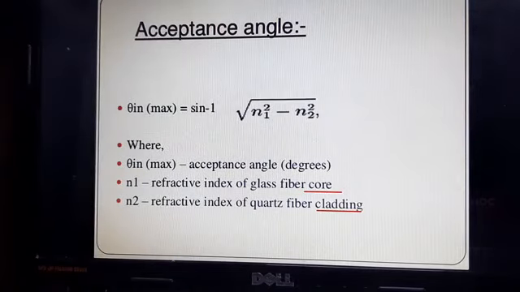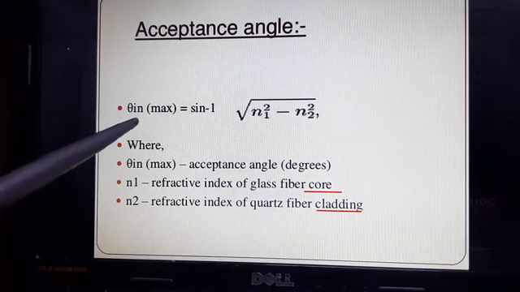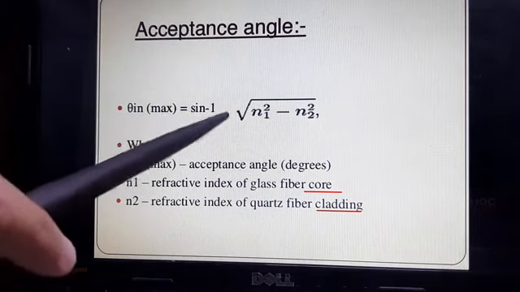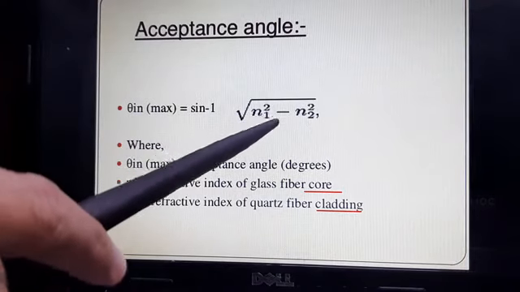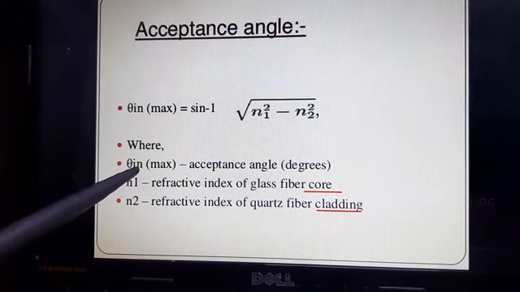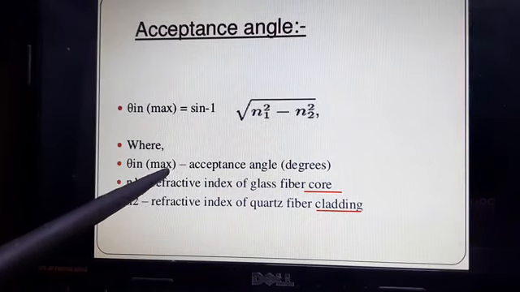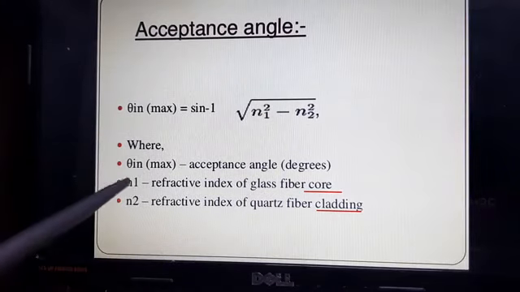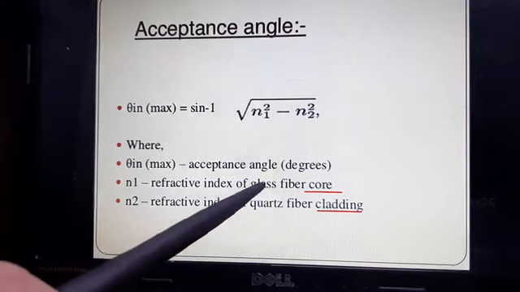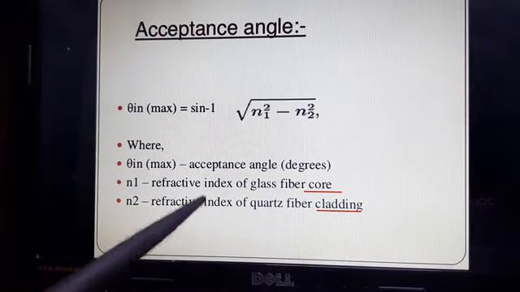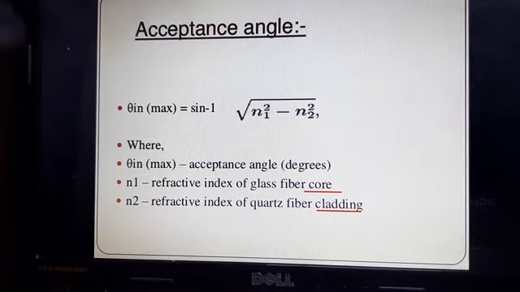Now this is the mathematical formula for acceptance angle, that is theta i max is equal to sine inverse of square root of n1 square minus n2 square. Where theta i max is called acceptance angle. It is measured in degrees, and n1 is the refractive index of glass fiber, that is core, and n2 is the refractive index of quartz, that is cladding.